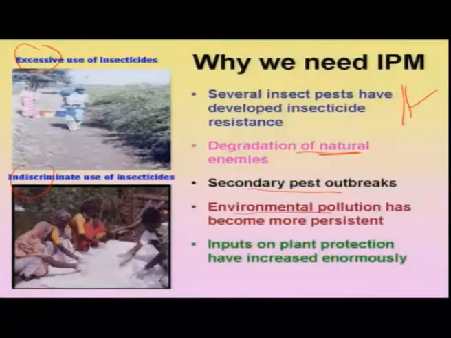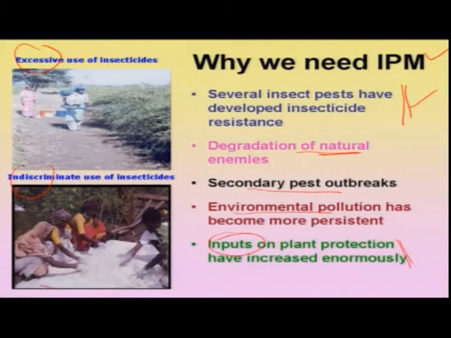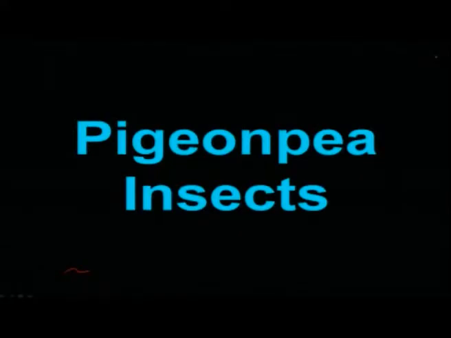Lastly, from the farmer's point of view, the cost of inputs has increased tremendously, thereby the net profit that the farmer is getting has been reduced. That is why there is a need to go for IPM. We will try to understand what are the major economically important insect pests attacking our pigeon pea or red gram crop.